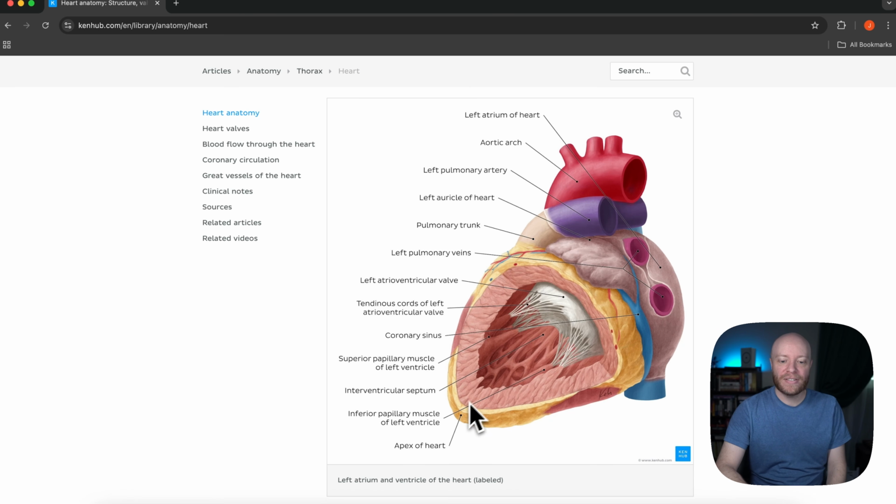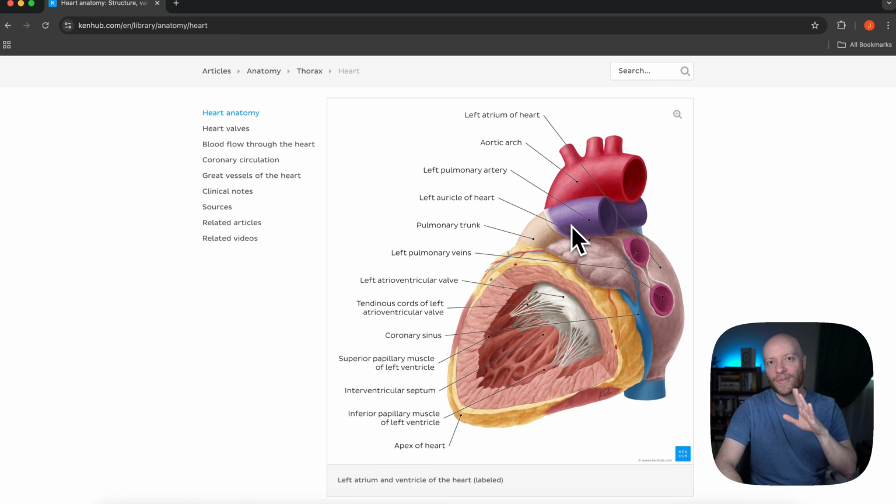Now, you also see down here where it says apex of the heart. So the apex is just going to be this point. And what's really cool is, we can't see it in this image, but there are actual conductive pathways. You've probably heard of the sinoatrial node or atrioventricular node or the bundle of His, or the Purkinje fibers. I want to do a whole separate video on this.